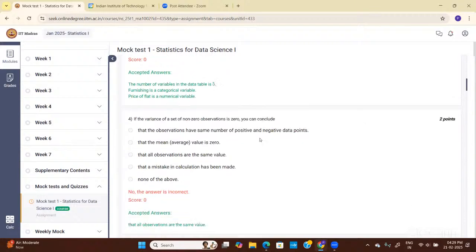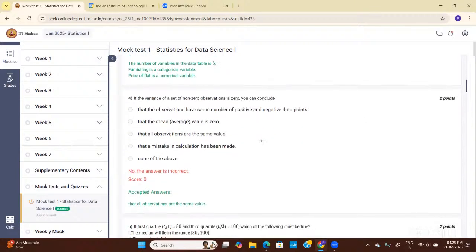So next one is, if the variance of a set of non-zero observations is 0, you can conclude. First option is that observations have the same number of positive and negative data points. Madam, can you explain the question? Actually, I didn't understand the question itself.